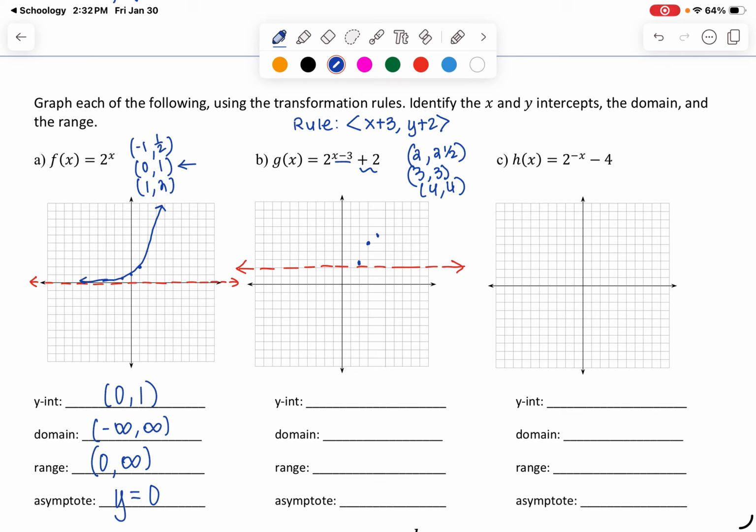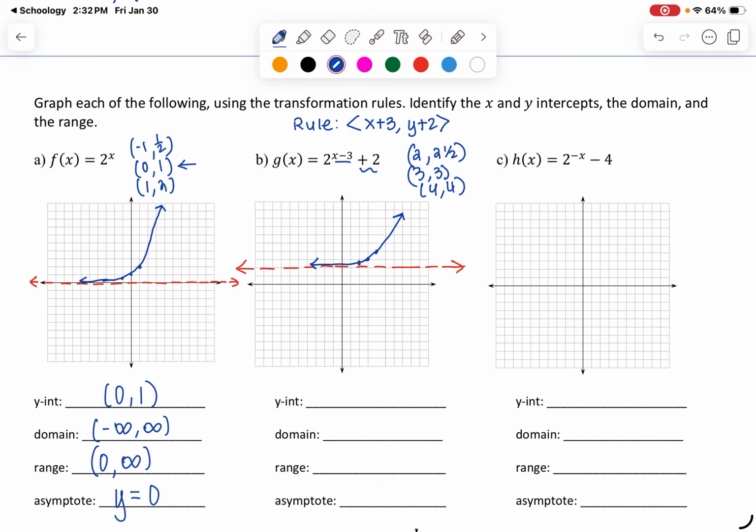How come that looks so strange? Add 3, add 2. I must have done something wrong. I have to fix it. Oh, that's really wrong, because I was looking at the asymptote as y equals 0. Okay, so let's fix that. 3, 3 is over 3 up 3 right here, and 4, 4 is right here. Much better. Okay. There she is.